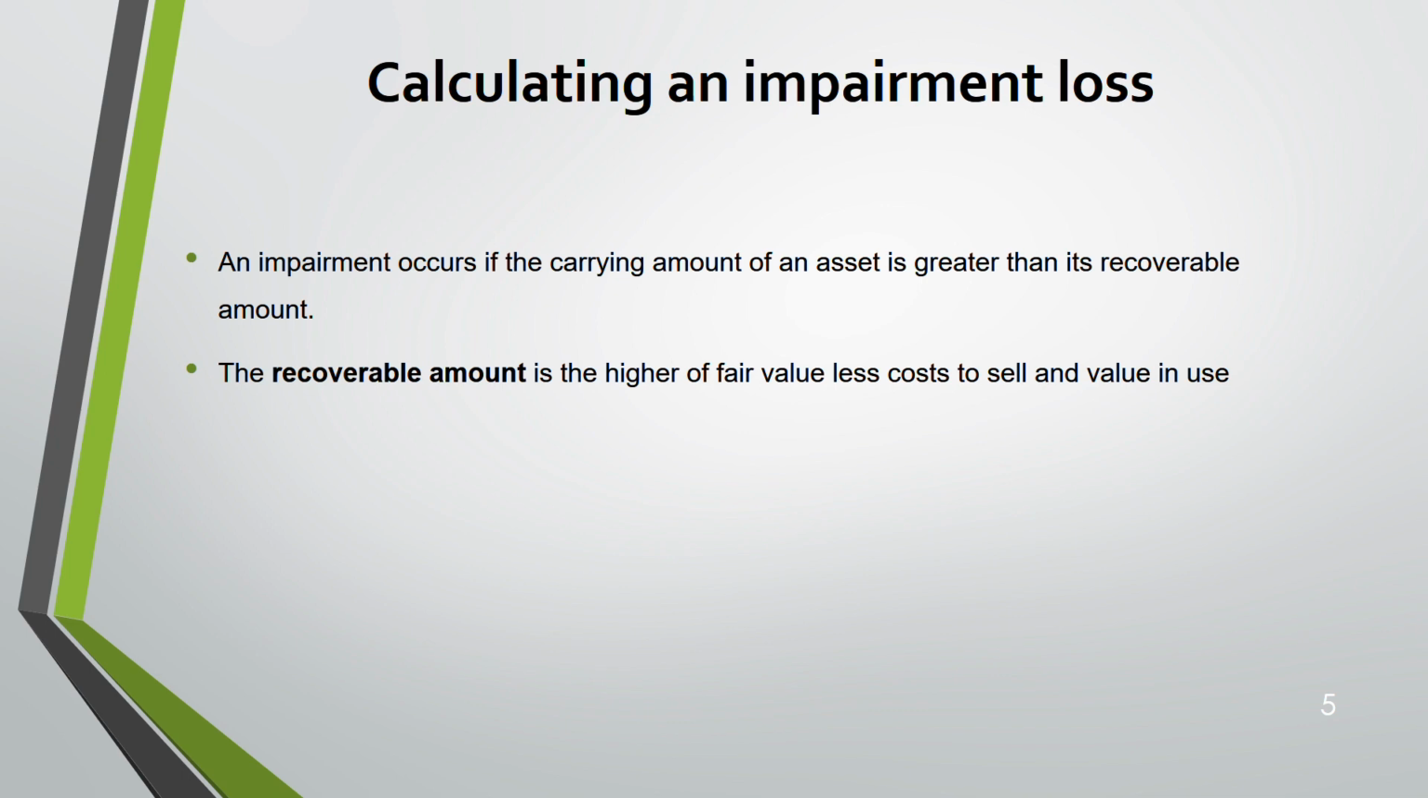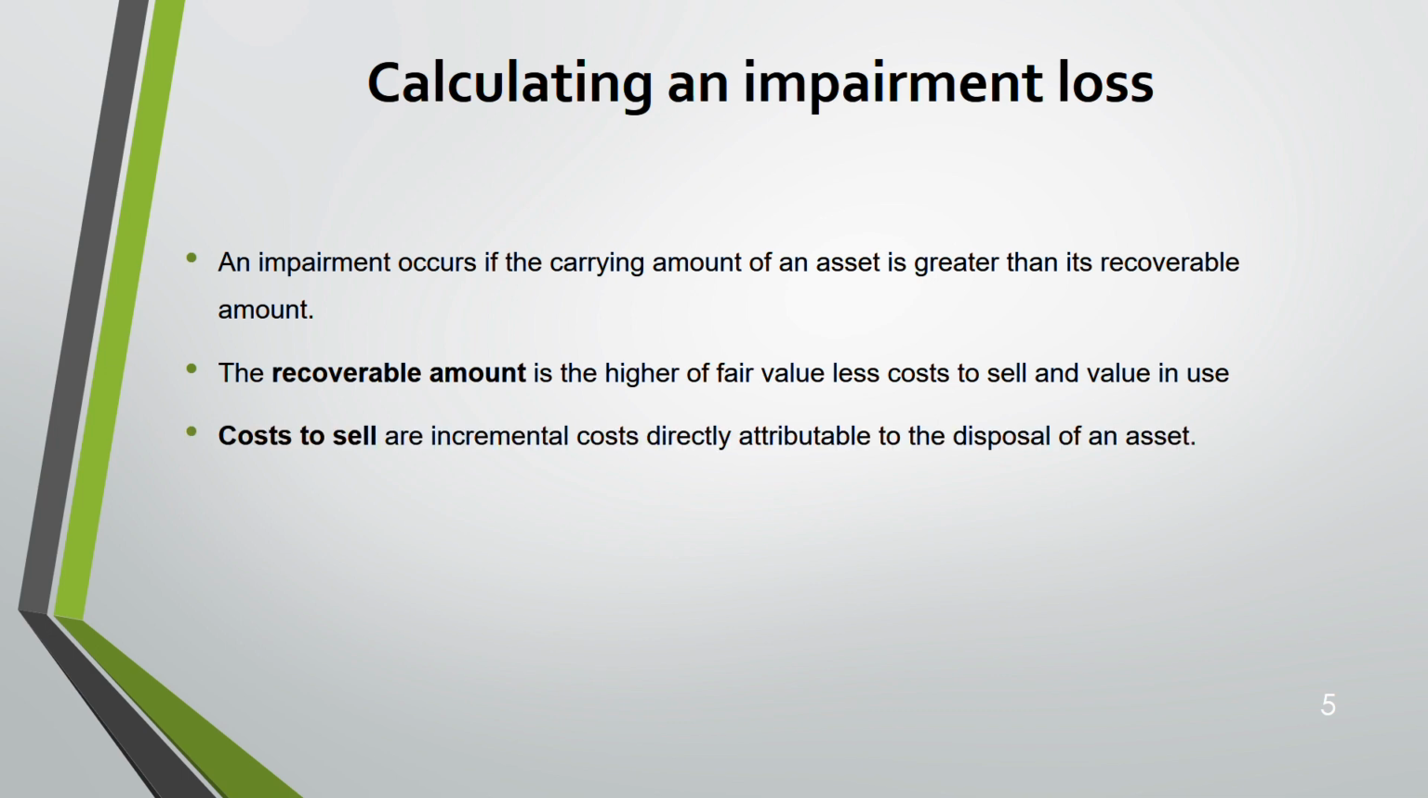Okay, now recoverable amount is the higher of fair value less cost to sell and value in use. You need to remember all this. Okay, all these are rules, you need to know it, otherwise you cannot calculate impairment loss. Okay, cost to sell. What is cost to sell? They will give you all this. They will give you the fair value, they will give you cost to sell, they will give you value in use. You have to see which of these are higher. That will be the recoverable amount. Then you compare it with carrying amount and see which is higher.